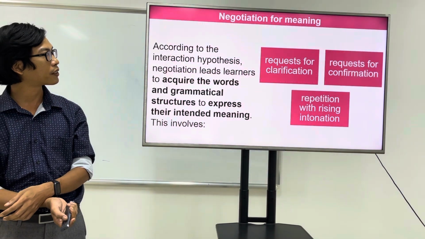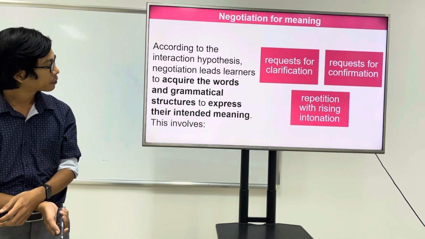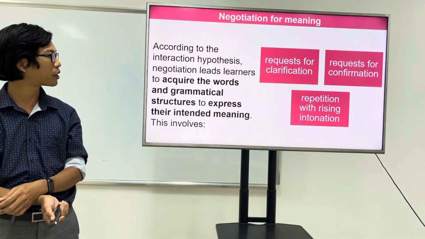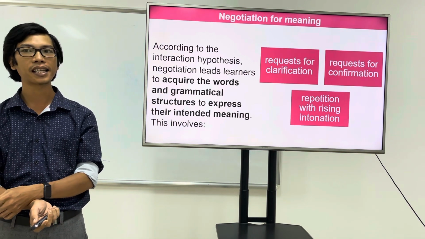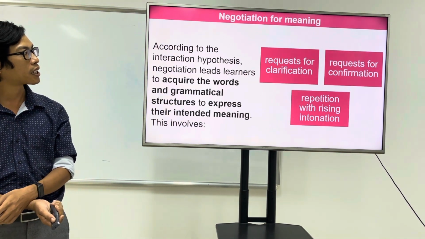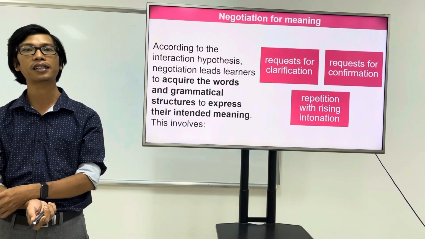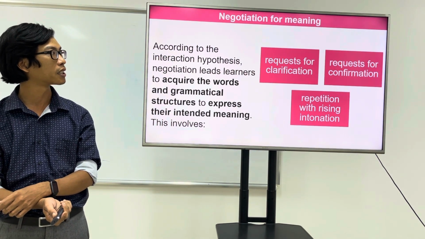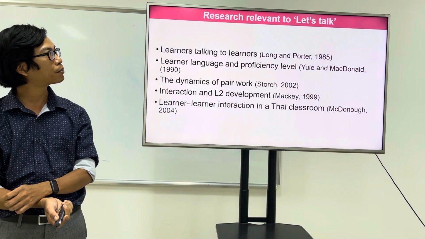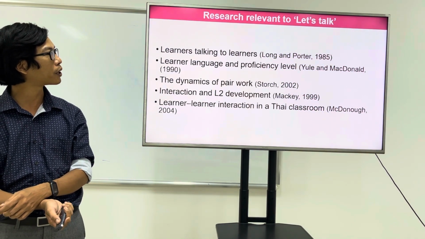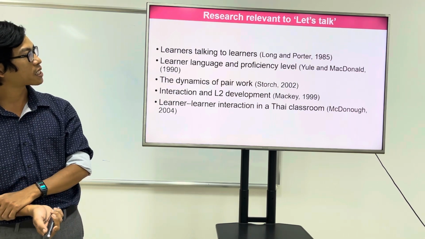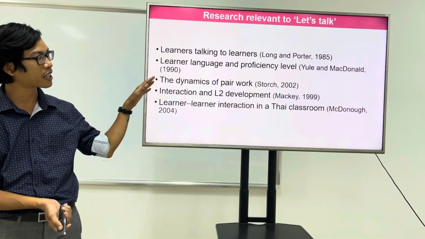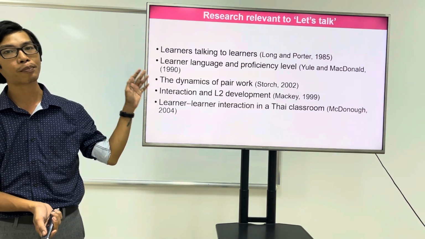And this has three characteristics. Negotiation can help learners to acquire the words and grammatical structures to express their intended meaning. And this involves requests for clarification, requests for confirmation, and repetition with rising intonation. And there is some research that is relevant to this approach. For example, learner talk, learner language, dynamics of pair work. But the common thing about the research is that they focus on pair and group work.